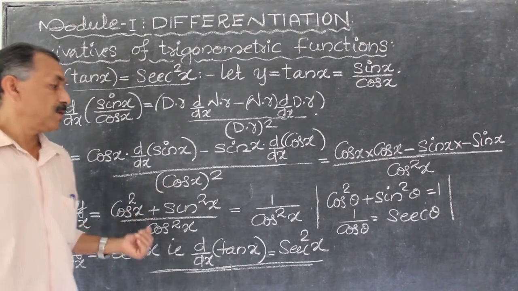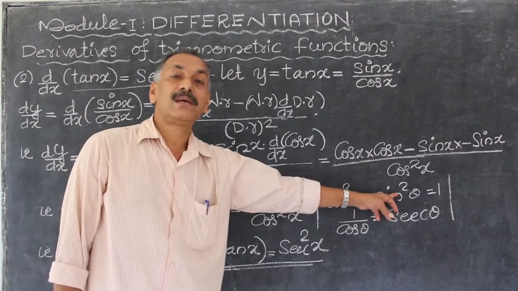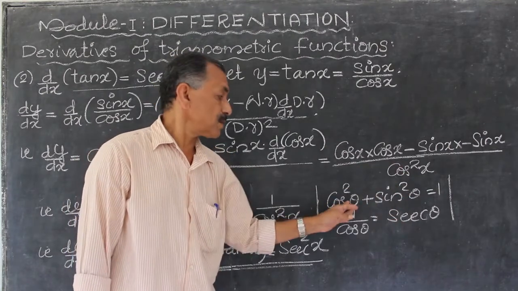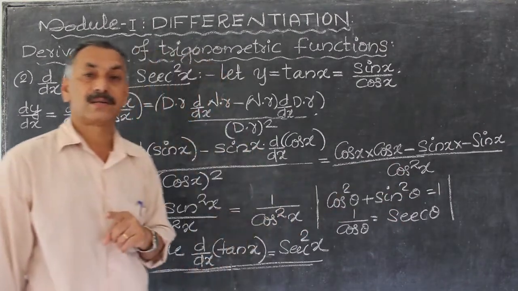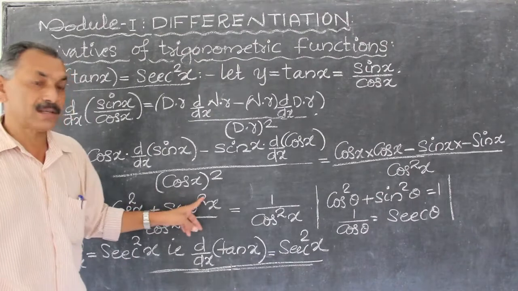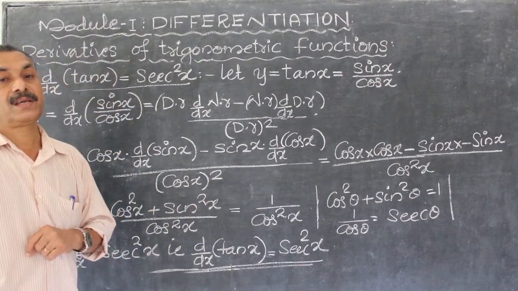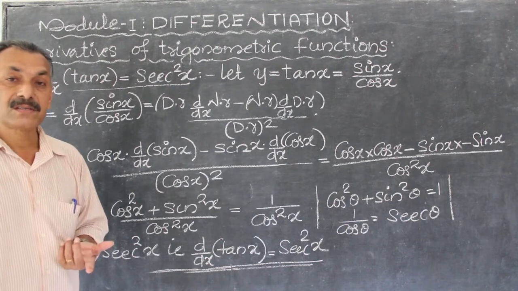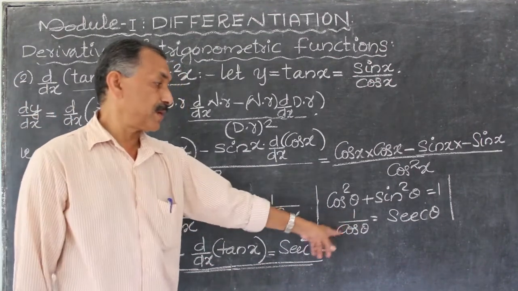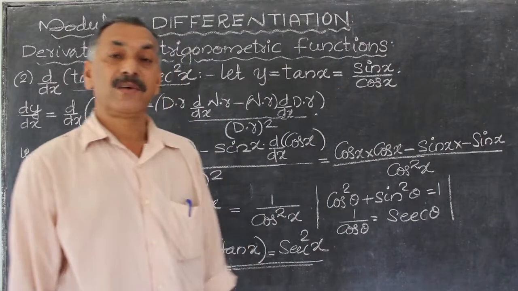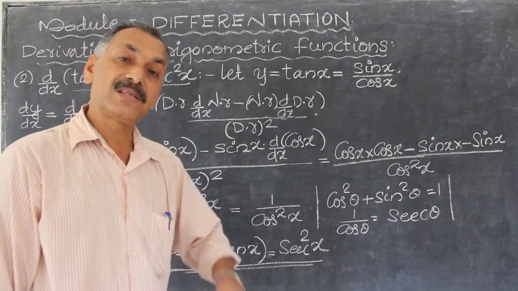Then we know what cos square theta plus sin square theta is. For any angle theta, cos square theta plus sin square theta is equal to 1. Therefore, cos square x plus sin square x is equal to 1, divided by cos square x. What is 1 by cos x? 1 by cos theta is equal to sec theta. What is 1 by sin theta? 1 by sin theta is equal to cosec theta.